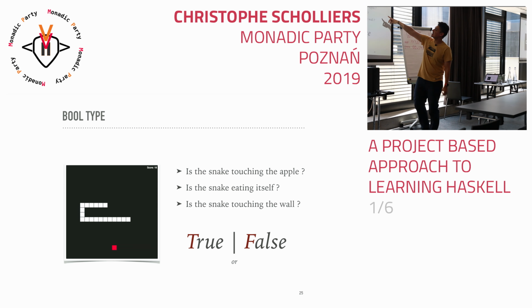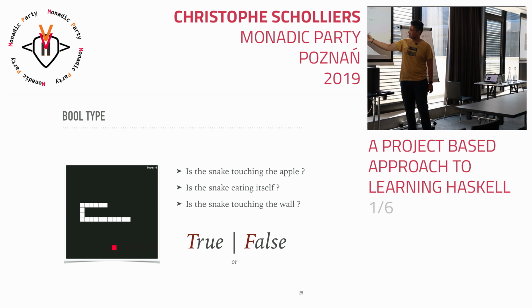So for example, is the snake touching the apple? Is the snake eating itself? And so on. We want to have a Boolean data type for it. Basically, we need to somehow tell Haskell, well, there is something called true and false, and they are mutually exclusive. So either it's true or it's false.